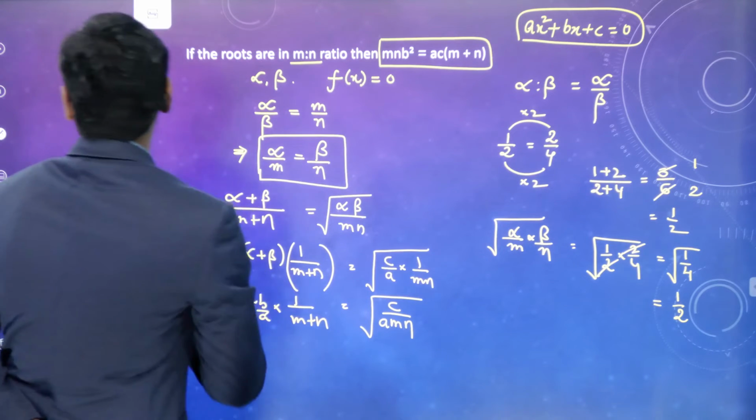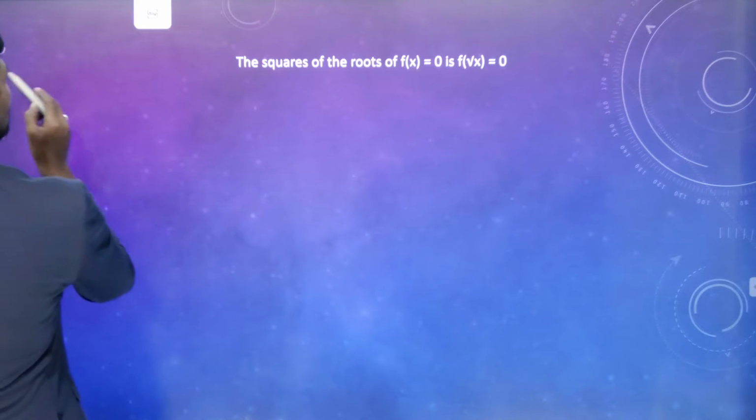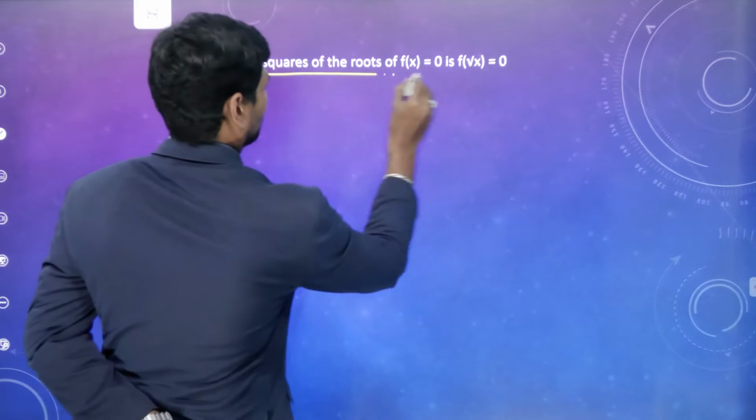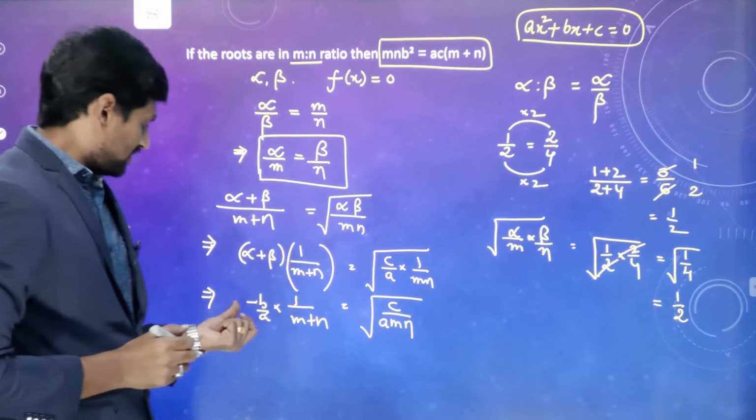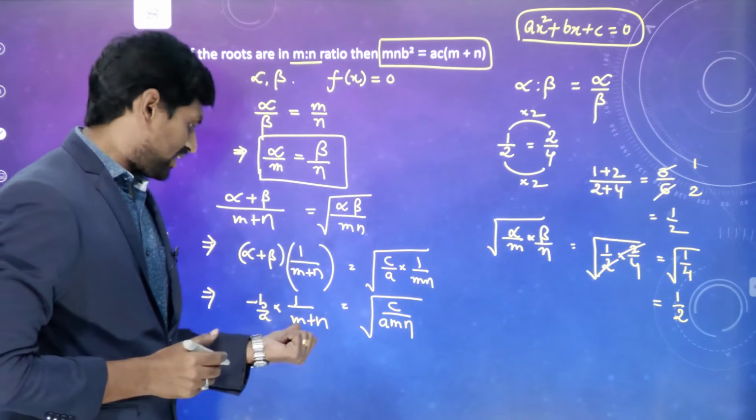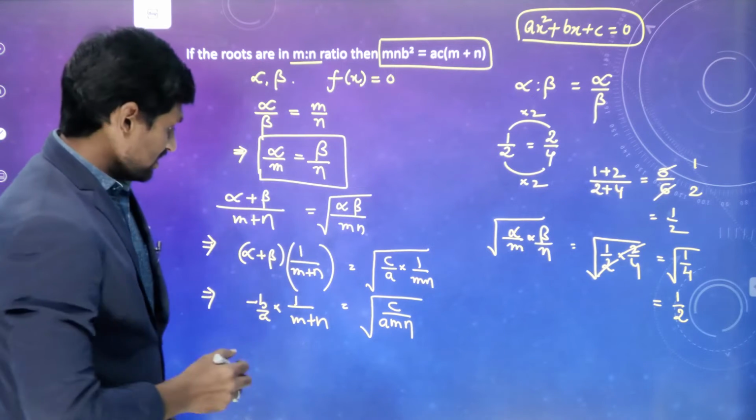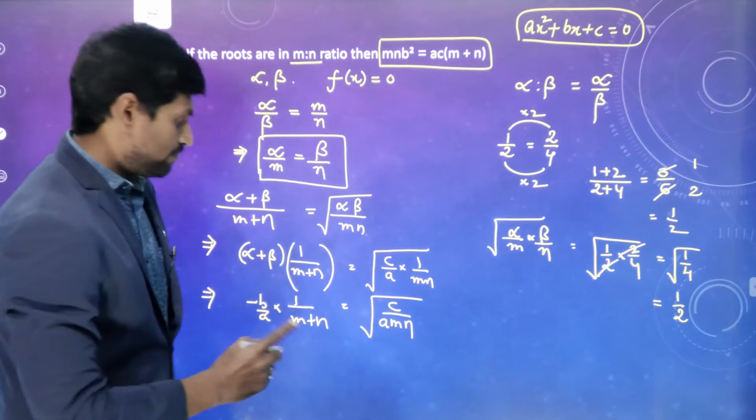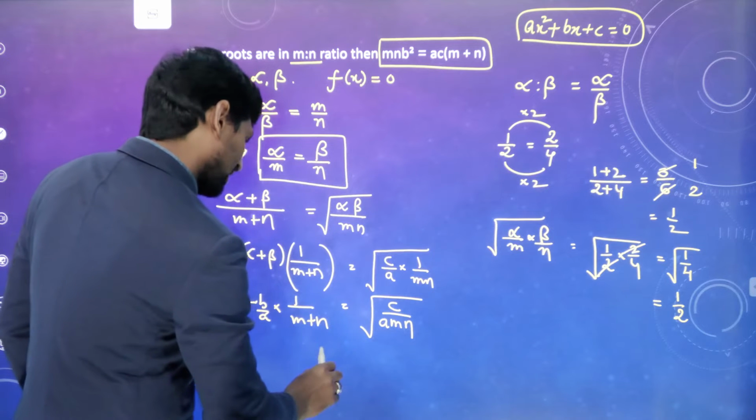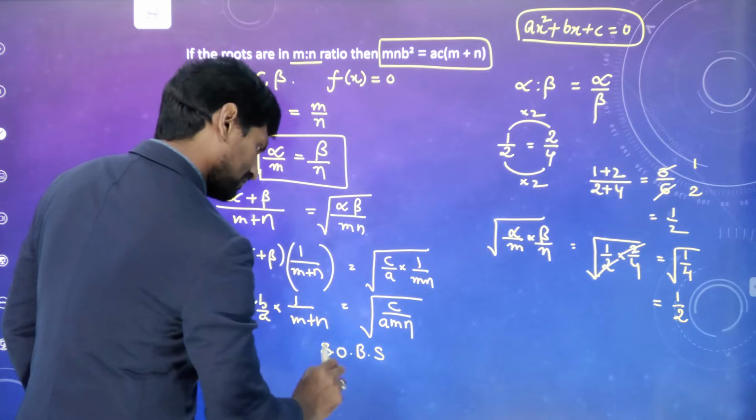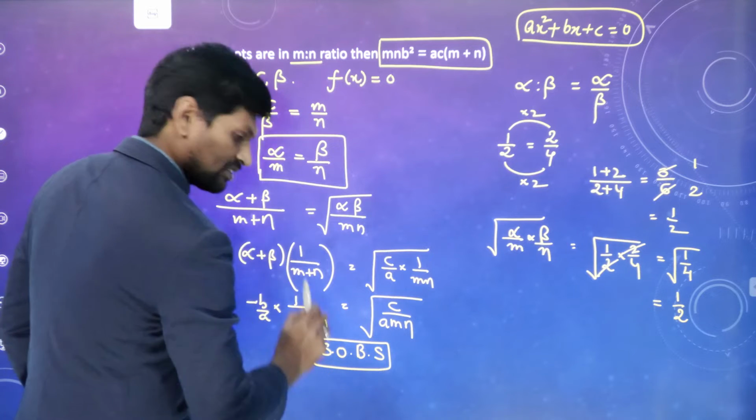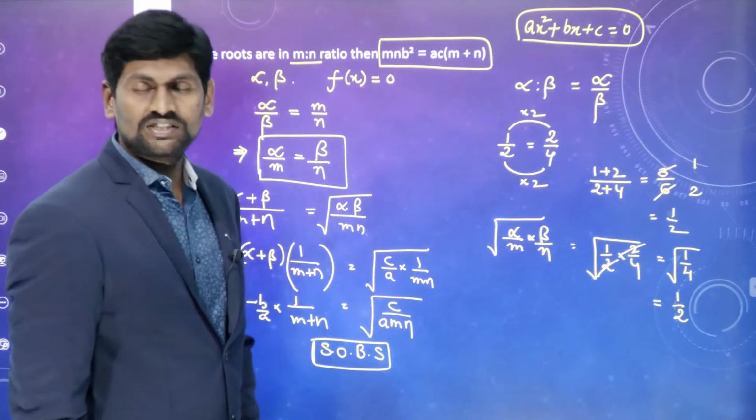I'm just erasing this one. Let me check if the space is there or not. Yeah, we'll do it meanwhile here. So we got minus b by a into 1 by m plus n, that equals the square root of c by a mn. So I am squaring on both sides.